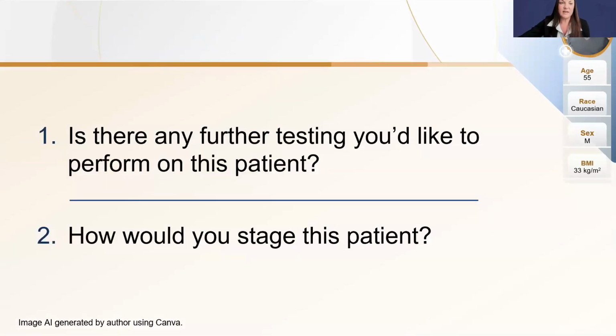So for patient Sam A, the question is, are there any further testing you'd like to perform on this patient, and how would you stage this patient? So for Sam A, with his ferritin being 780, I would consider checking a hemochromatosis gene test.